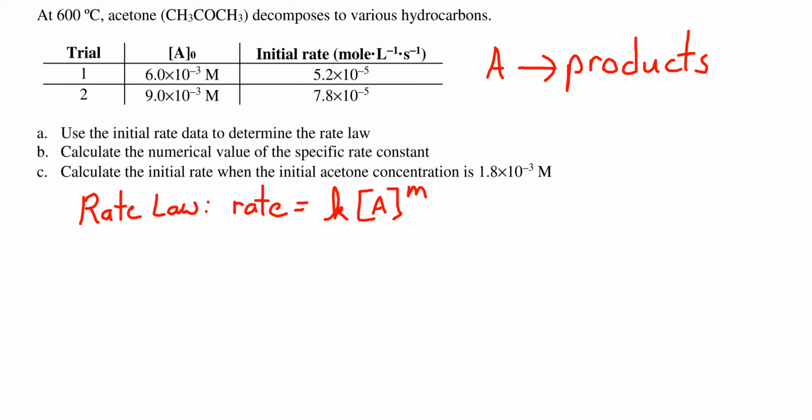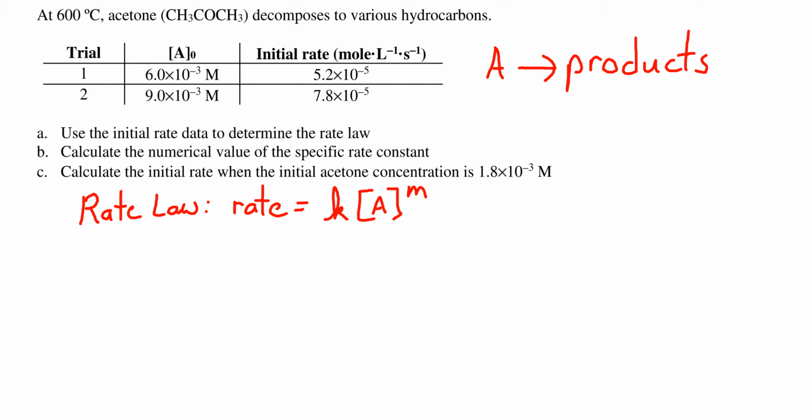All right, this is determining the rate law of a reaction. The reaction of interest is acetone going to products. It doesn't matter what the products are, it's just some reactant going to products. We have two trials that are being run where we change the concentration of acetone and the initial rate of reaction is measured. So the first question is to use the initial rate data to determine the rate law.